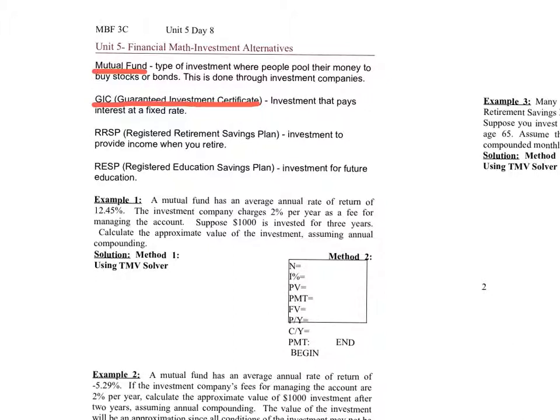An RSP is a registered retirement savings plan, an investment to provide income when you retire if you don't have a pension. That's something to consider when you're looking at a job: what's the pension like for that job? And lastly, an RESP, a Registered Education Savings Plan, is an investment for future education.